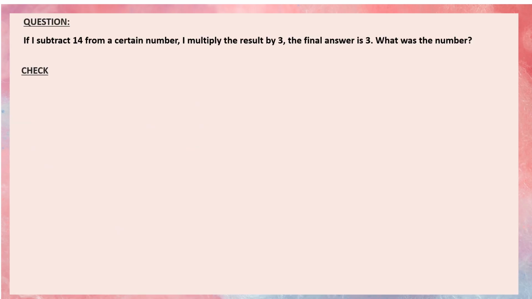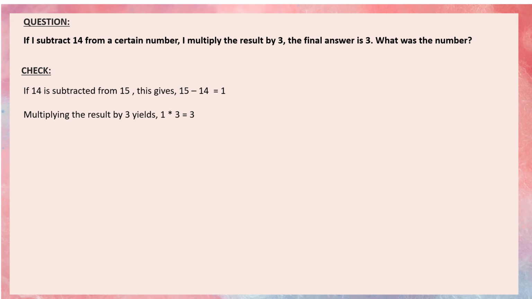We'll just do a quick check here to see if that is the case. So if 14 is subtracted from 15, which is that certain number, it gives us what? 1. If we multiply 1 by 3, what we have is 3. And that satisfies the question above that says the result is 3. So therefore, the certain number that we had chosen from the onset and which has been solved correctly is 15.